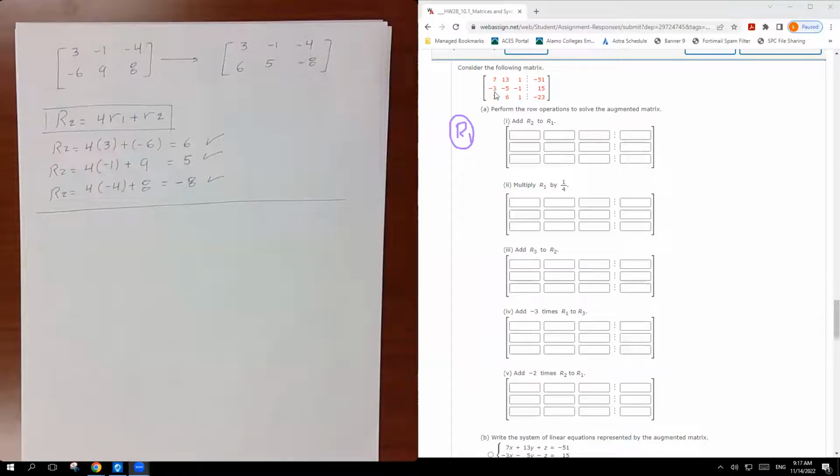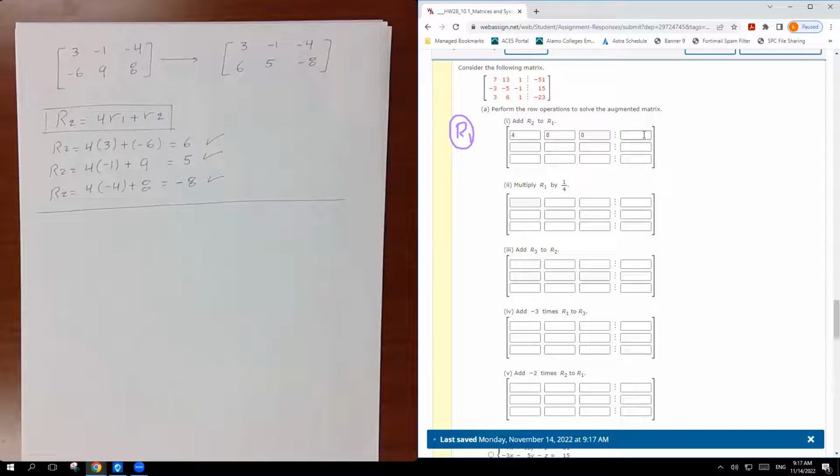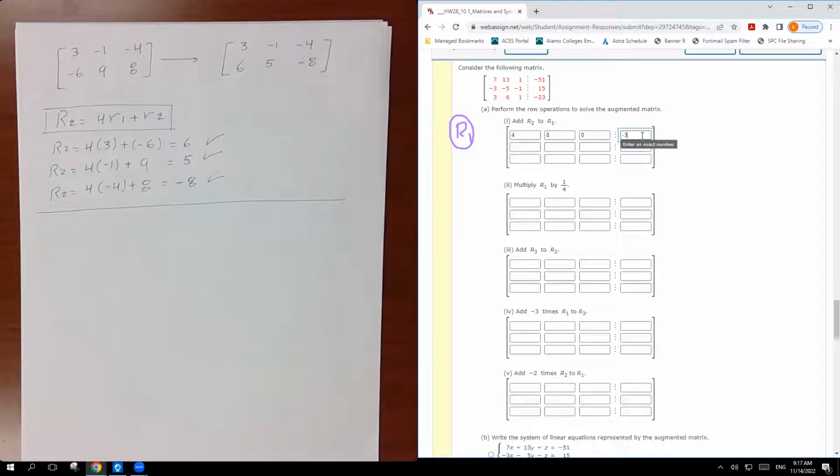7 added to -3 is going to be 4. 13 added to -5, so it's going to be 8. Next one, 1 added to -1 is going to be 0. So we see we're just adding R2 to R1. We have to keep going. -51 added to 15, so it's going to be -36. So we're going to say here -36.